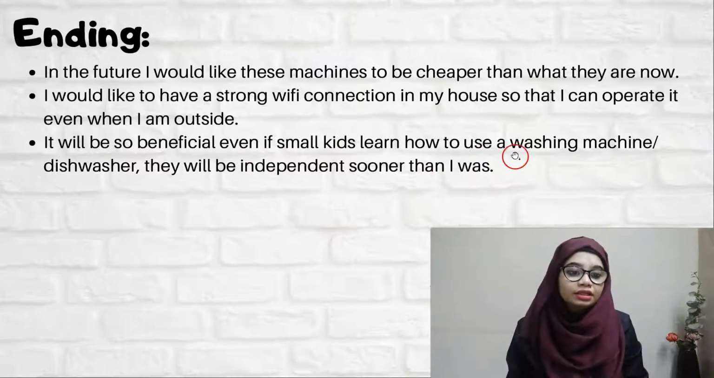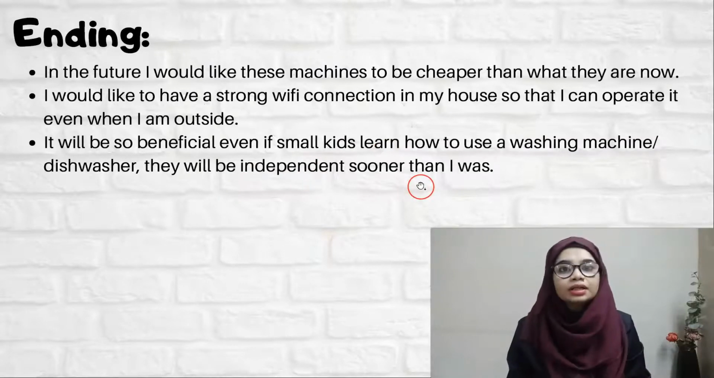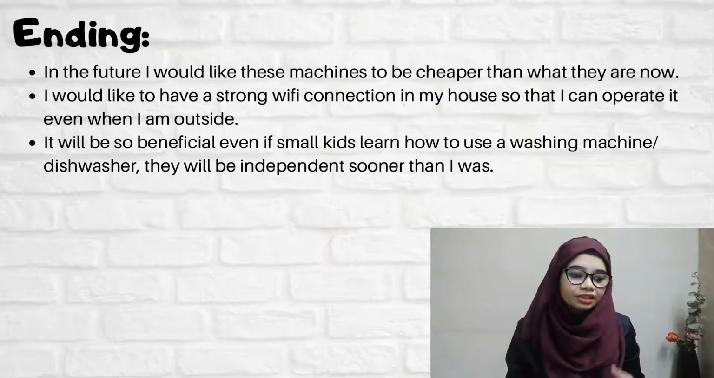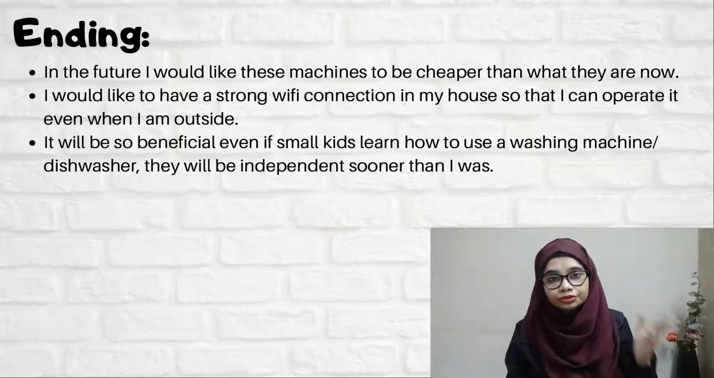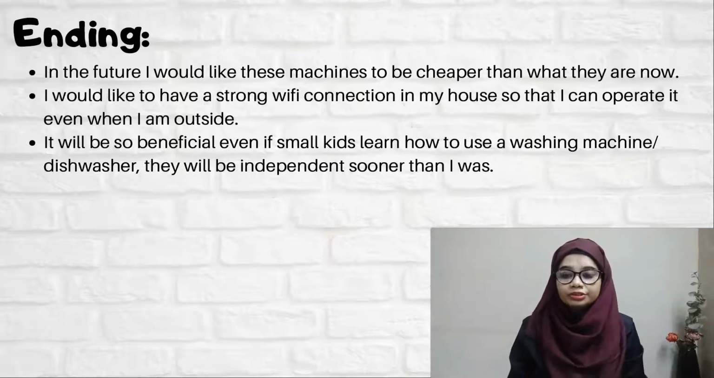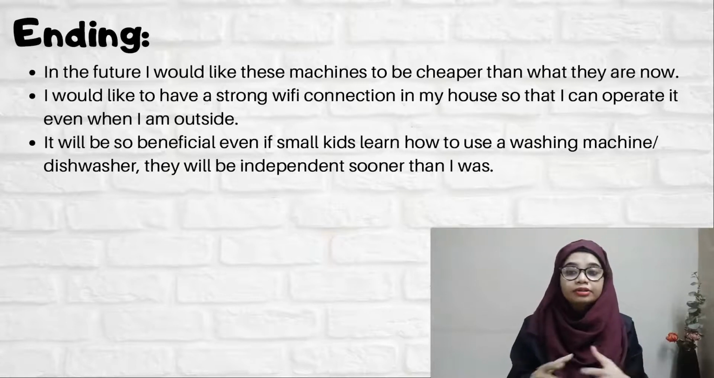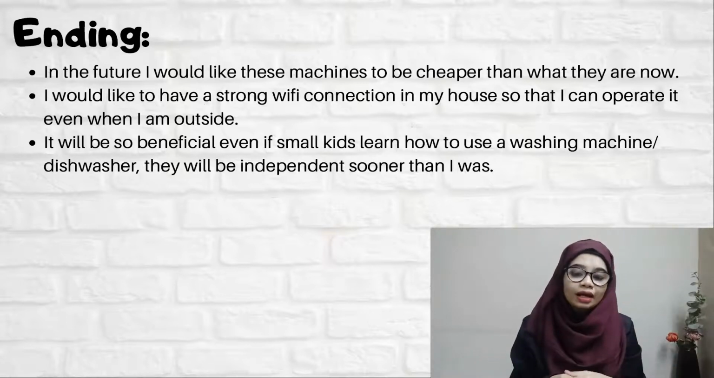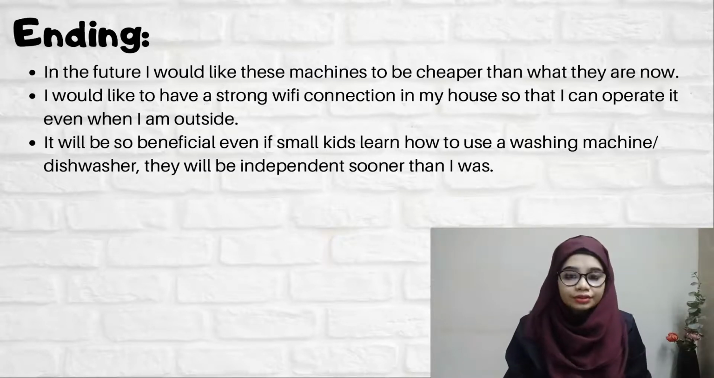Even if small kids learn how to use a washing machine or a dishwasher, they will be independent sooner than I was. Since we are the generation that did not necessarily grow up with dishwashers around, we can say that we hope that the future generation is able to learn it sooner than we have been able to do it. And in this way, they will become more independent and they will be able to move out of their houses sooner, and they won't need help from anyone when it comes to basic survival. So that was the end of the cue card, and I hope that you have understood everything.